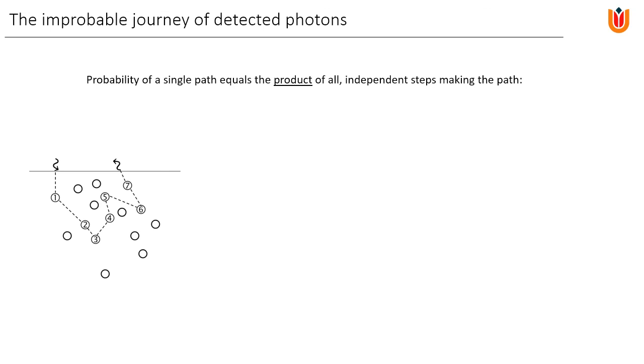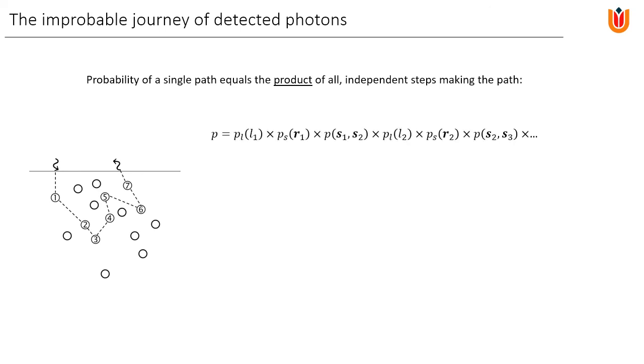This sets us up to actually look at this improbable journey of detected photons. If we want to calculate the probability of a single path, so a photon enters the tissue, has a free propagation to scatterer number 1, is scattered there, then a free propagation to scatterer number 2, where it is scattered again, etc., etc. We can calculate the probability of the single path as the product of all the independent steps that make up this path.